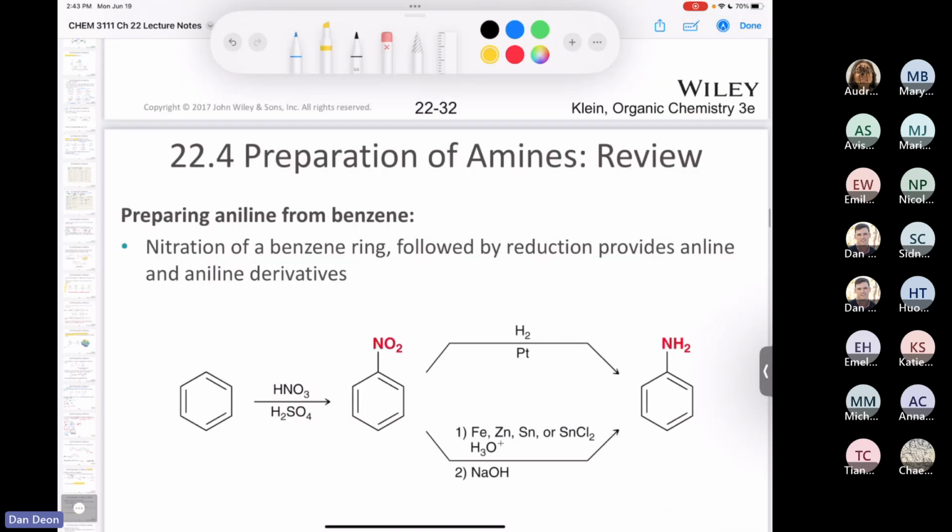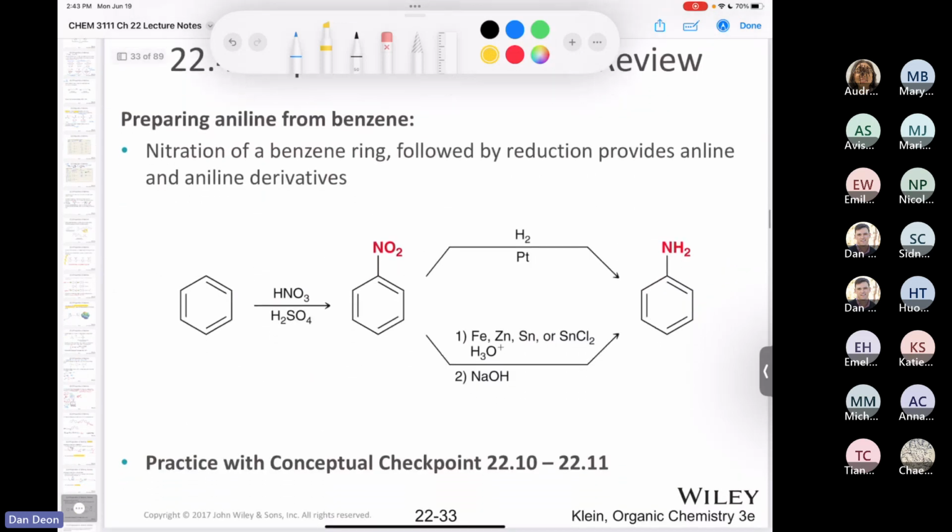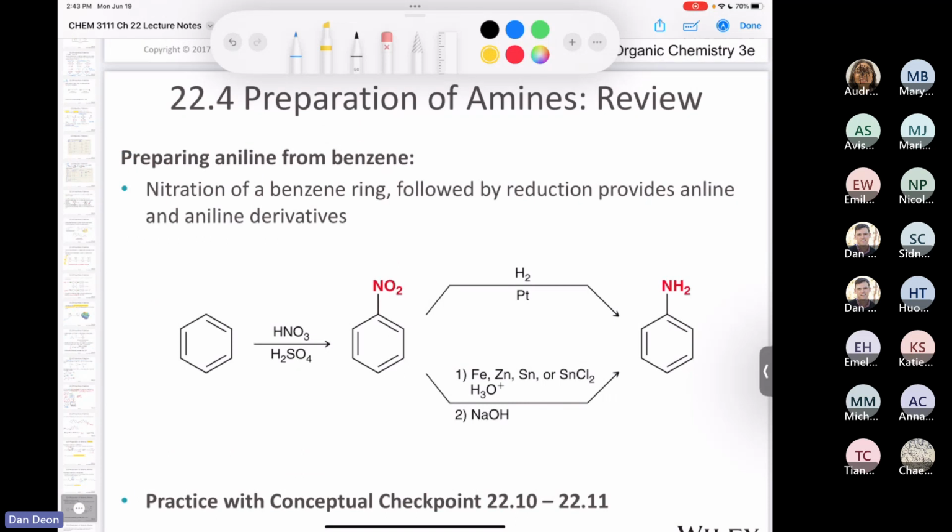All right. Another way that we saw how to make an amine was to reduce a nitro group. When we talked about electrophilic aromatic substitution, so this would be chapter 18, we learned how to do a nitration of an aromatic ring to make nitrobenzene. And then we said, well, you could reduce it via hydrogenation, or you can do reduction. And a couple of methods that we saw in chapter 18 was to use iron or zinc reduction, but you can also use tin, or you can use tin(II) chloride. So this is tin(II) chloride.